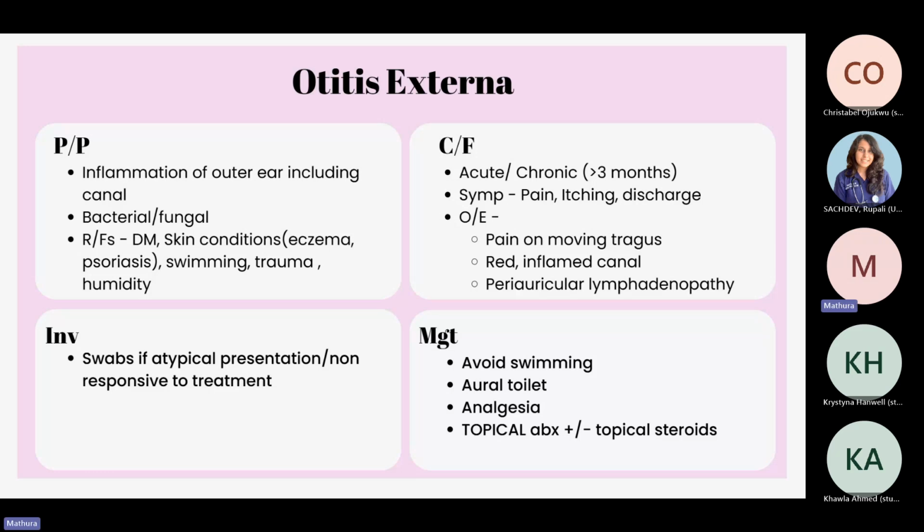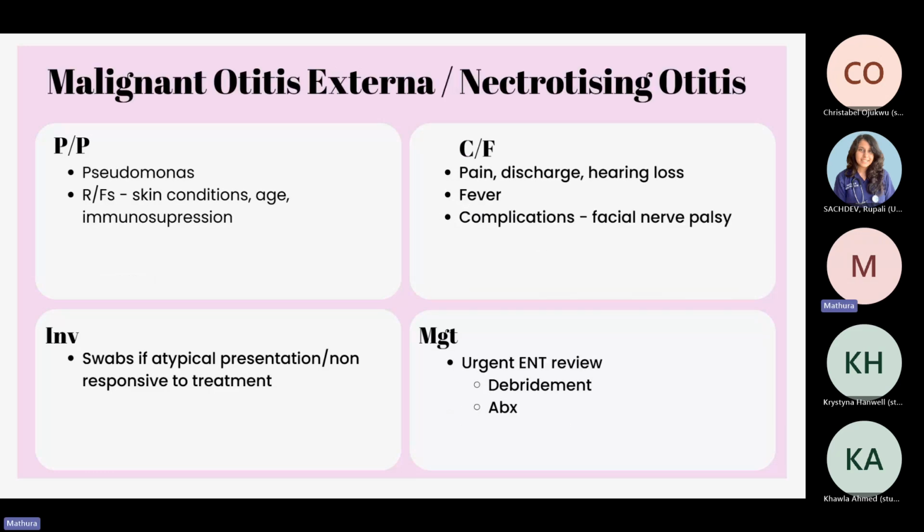So moving on to malignant otitis externa, which is where you can have a spread of infection from an otitis externa to the temporal bone, and it's usually caused by Pseudomonas. In terms of presentation, it presents very similarly to otitis externa, but you can also get some facial nerve palsy that starts with that otalgia, and sometimes people can get ipsilateral jaw pain.